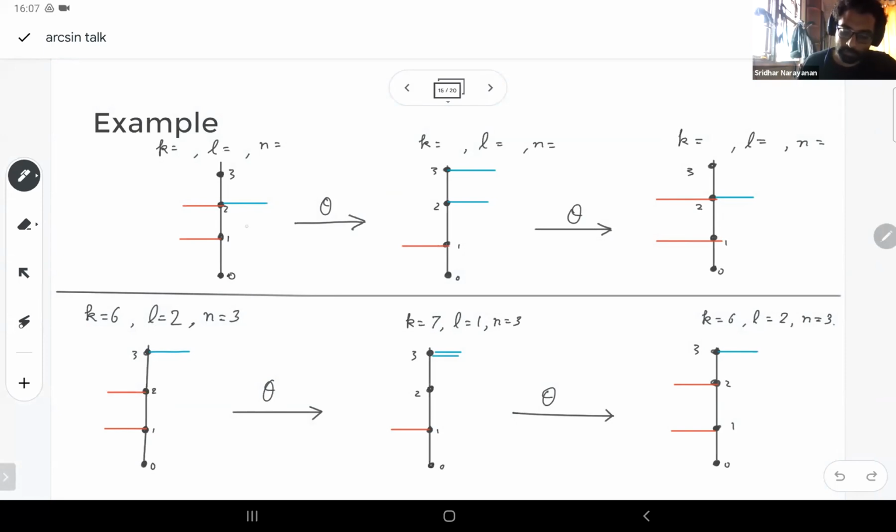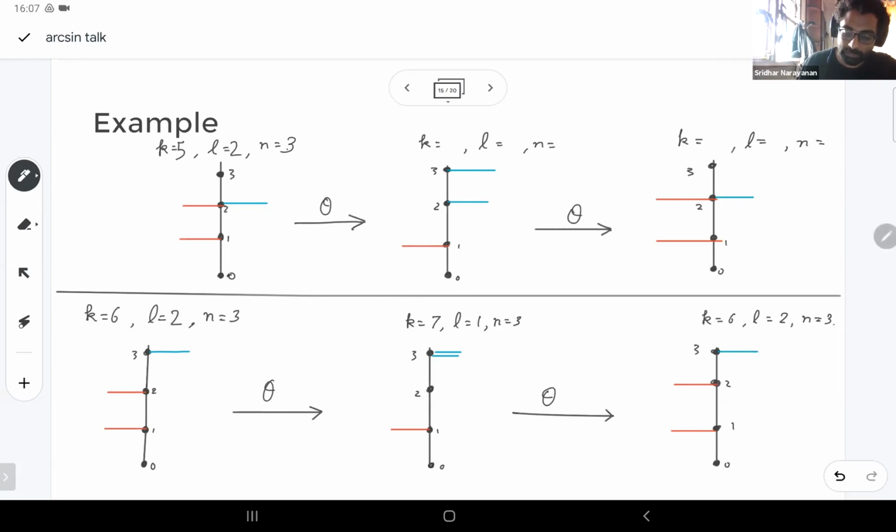So we can start here and fill in these values for k and l. Again, k is 2 plus 2 plus 1, so k is 5. L is now the number of red parts, not the number of blue parts. So L is 2, and then n is 3. So here what happens is we look at the largest piece, which is a red. It's also a blue, but we always try to push up first.